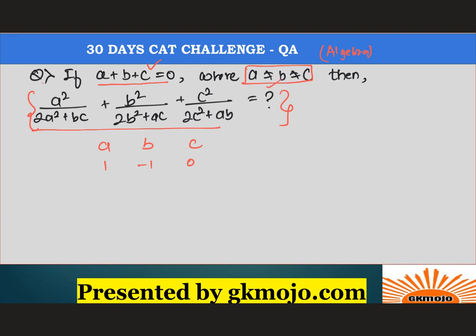Now let's just put them in this equation. If you put them in this equation, the third term becomes zero because c is 0. Over here you will get 1 by 2, and similarly over here also you will get 1 by 2 since b square. So 1 by 2 plus 1 by 2 plus 0, you get 1, and hence the correct answer to this question is 1.